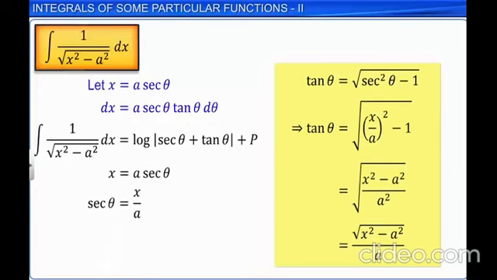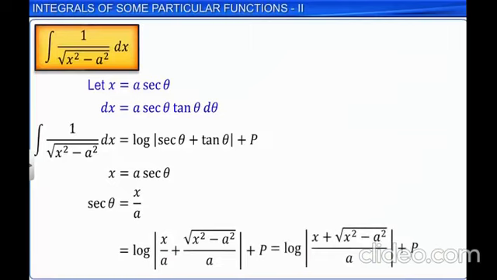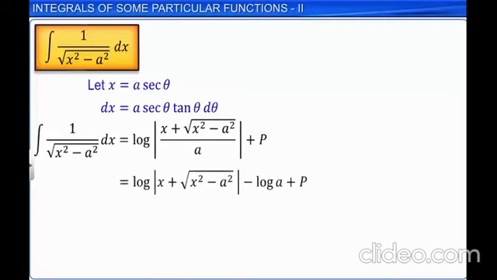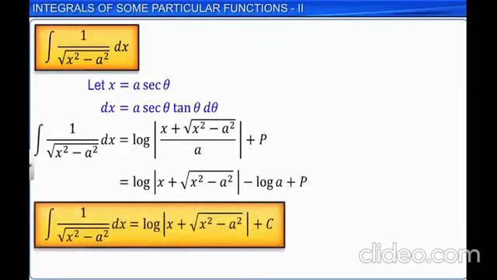Next, we substitute the values of secant theta and tan theta in the solution. On rearranging the expression further, we get log of (x plus square root of x square minus a square) minus log a plus p. The sum of minus log a and p is a constant. So this sum can be represented as c. Hence, integral of 1 upon square root of x square minus a square is equal to log of (x plus square root of x square minus a square) plus the constant.